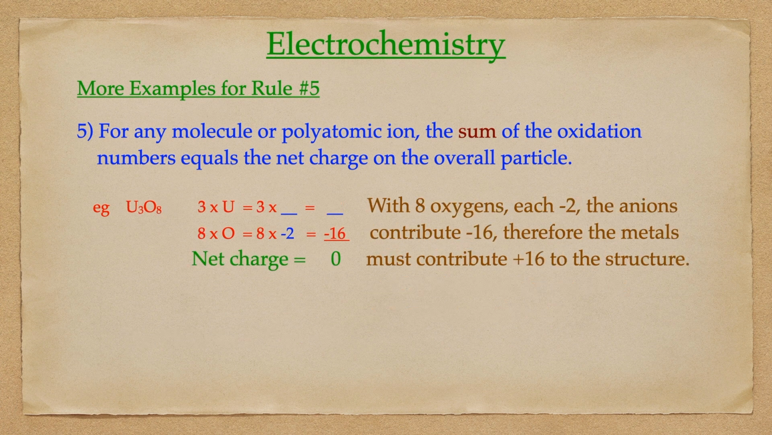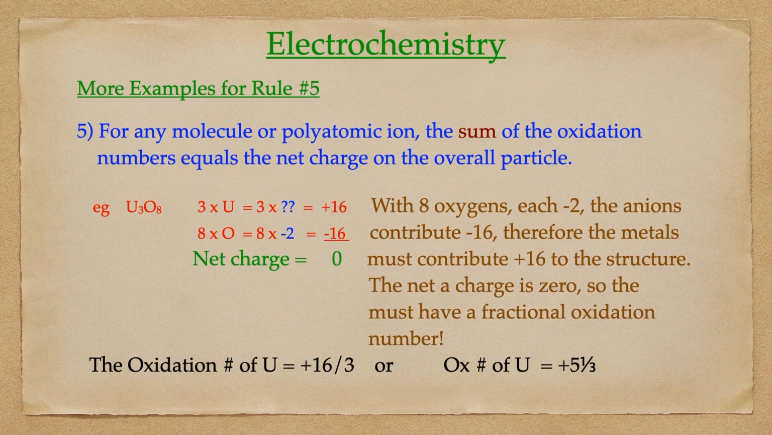In the case of the inner transition metal uranium, we get a different situation. 3 uraniums and 8 oxygens make a neutral compound. 8 oxygens, minus 2 each, contribute negative 16. The net charge is 0, so therefore my 3 uraniums must contribute a positive 16. 3 uraniums, positive 16, therefore each uranium will be assigned an oxidation number of 16 divided by 3, or 5 1/3. It is possible to get a fractional oxidation number for some transition metals.